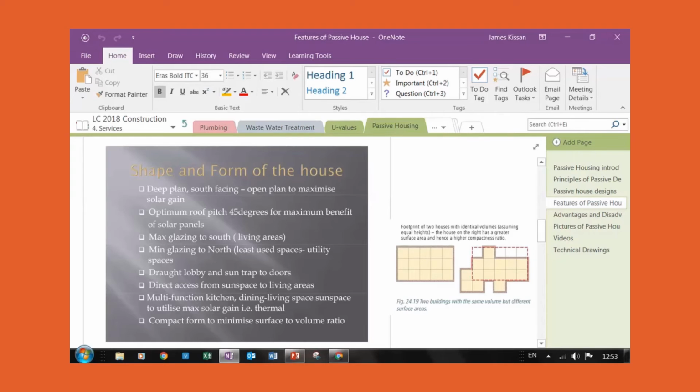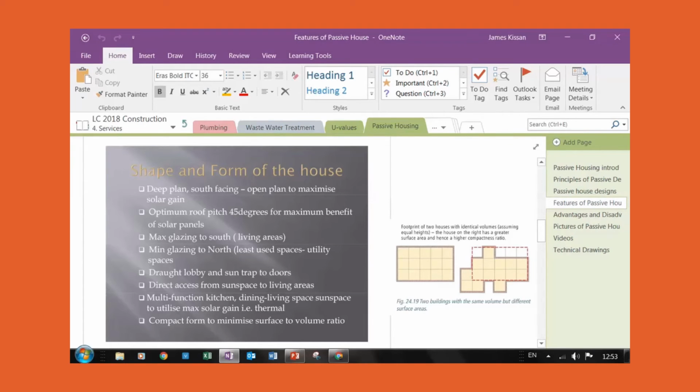Next thing then, maximize the glazing on the south face, then minimize the north face. We've covered that. Draft lobby or sun trap doors. What we're saying is, if the front door to your house is north facing, you put in a porch. That's to trap in any heat and stop it escaping out if somebody comes to the front door of the house. Okay, and that's what we look at.